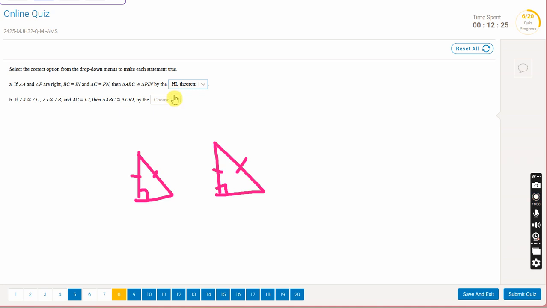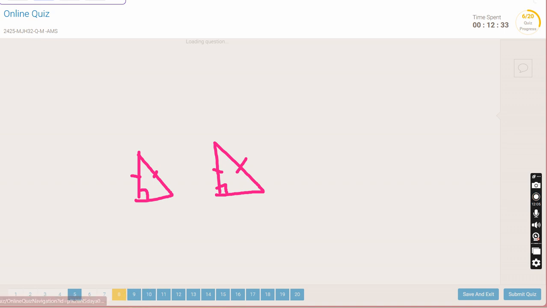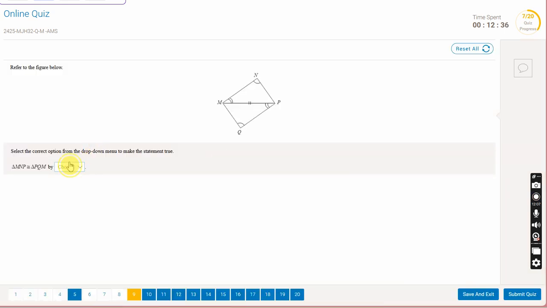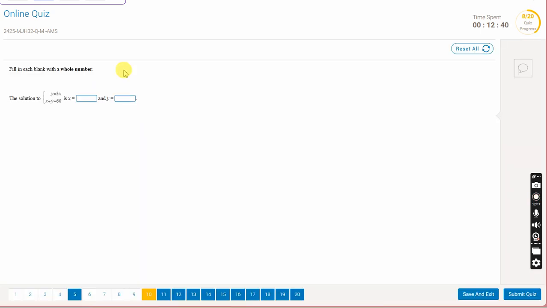The next one, remember, HL and HA theorem, they need to be right angles. The next one here, you'll see two angles. It's not a right angle, so it's going to be directly AAS. The next one here as well, it's not a right triangle, directly it's AAS.